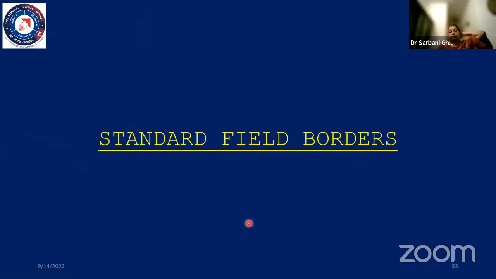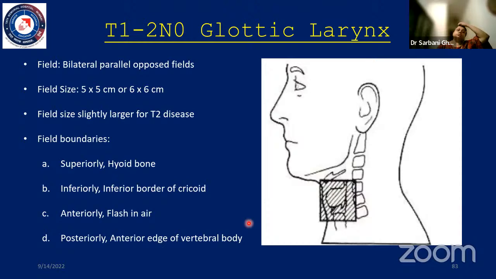Now, coming to the standard field borders. Now, T1, T2 glottic cancers, we typically use small fields, and usually they are bilateral parallel opposed fields. Typically, a field size of 5 by 5, 6 by 6 has been described. We would actually try to use a field that's smaller, provided it encompasses the disease adequately. The field size may be slightly larger for T2 disease, but please be very careful that T2 has to be appropriately examined and staged using good imaging.